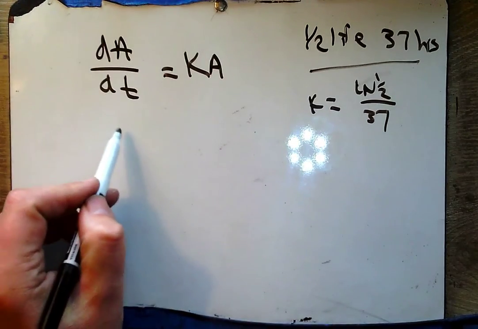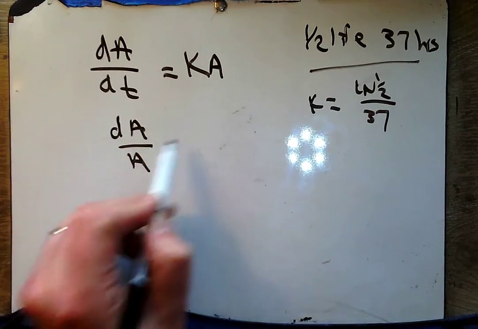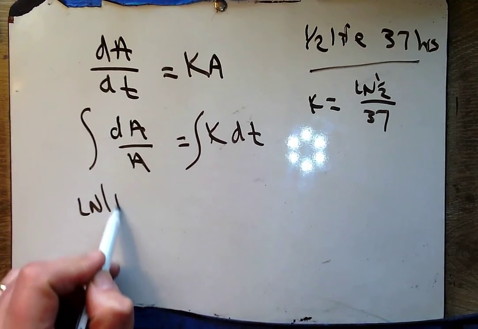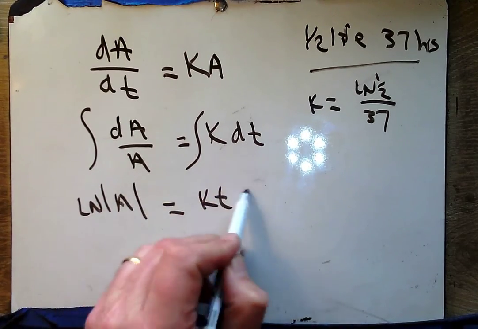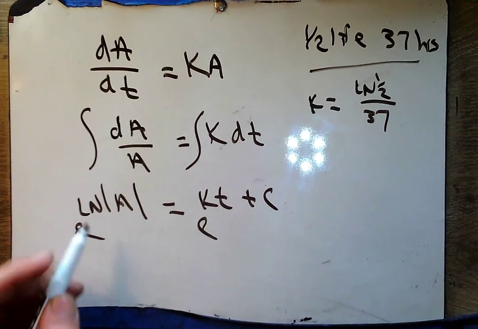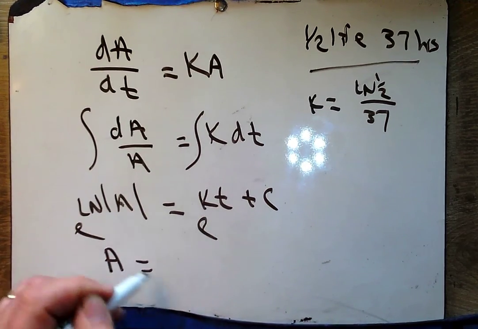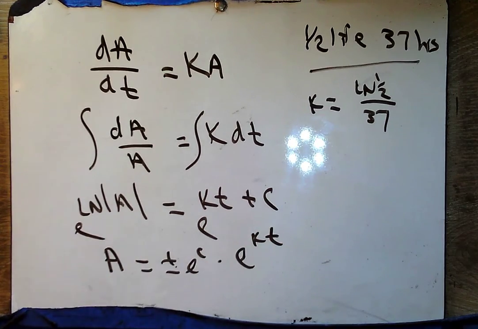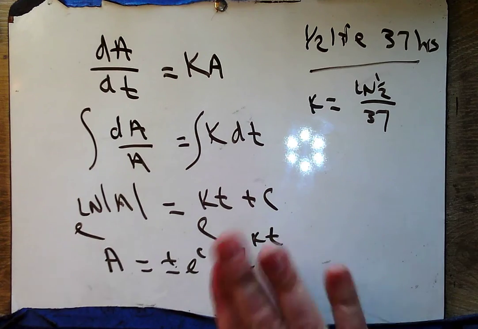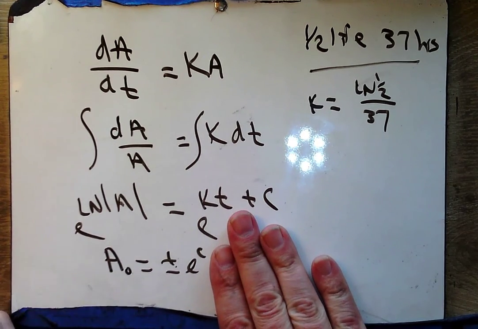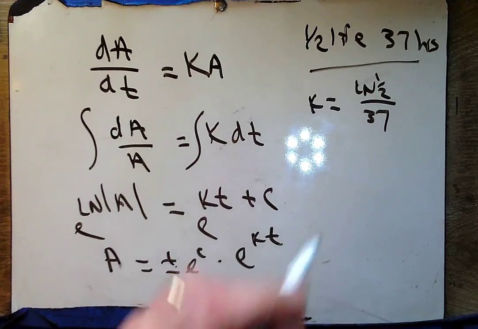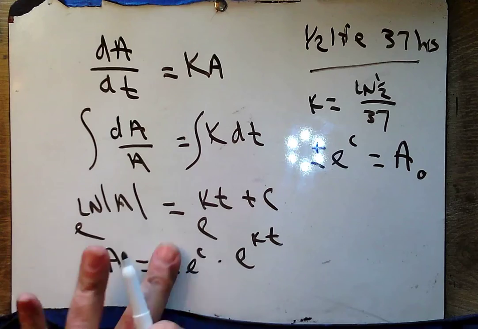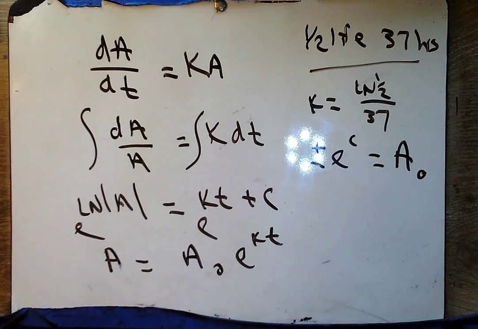Please derive. So we have dA over A equals k dt. We integrate. We have ln of A equals kt plus C. We exponentiate. We get A equals plus or minus e to the C, e to the kt. And in this situation, if I plug a 0 in here, all this stuff is equal to the amount at time 0. So I'm going to say that plus or minus e to the C is the amount at time 0. So my model can now be, ta-da!